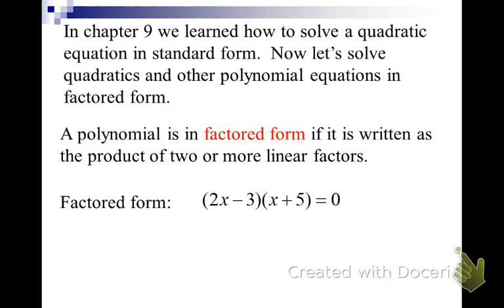So here we have a quadratic that's in factored form, 2x minus 3 times x plus 5. Applying the zero product rule means that we see on the right hand side of the equation is a 0. On the left hand side it must also be equal to 0. So the 2x minus 3 has to be equal to 0, or the x plus 5 has to be equal to 0.